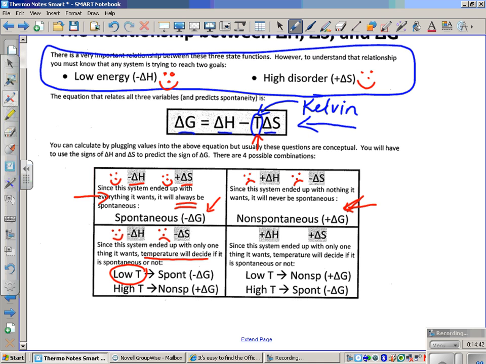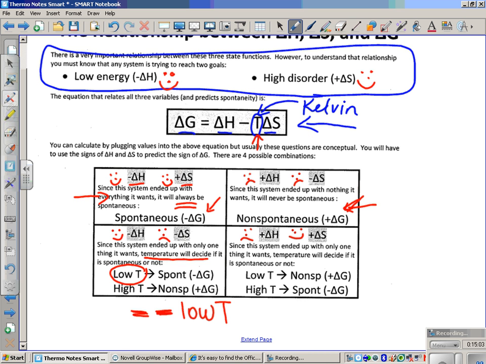If they are both negative, then low temperature is where you will get your spontaneous reactions. I tell my students to remember negative, negative, low. So if you have a negative delta H and a negative delta S, then low temperatures are where we will get spontaneous reactions. For the positive delta H, that's bad.